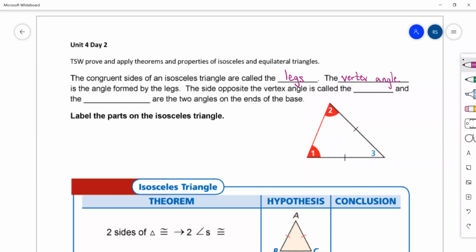So I guess we should be labeling this picture as we go. So the legs are the two congruent sides. That's a leg. That's a leg. Angle 3 down here is our vertex angle. It's the one that connects the two legs. The side opposite of the vertex angle, so all the way across, is called the base. So this is our base.